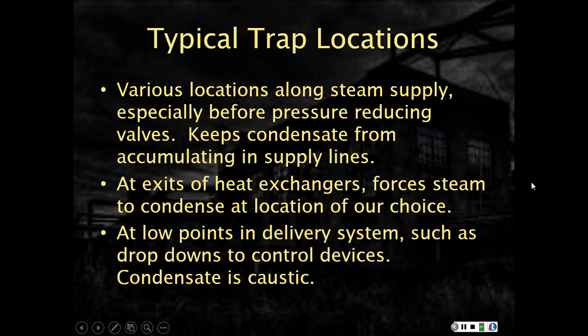There's 3 real key locations for traps. This by far isn't the only location, but 3 key locations. The first one is we'll have steam traps located at various points along the supply line to keep what little condensate might happen in the steam line from accumulating. This is particularly true just prior to a pressure reducing valve. So just before a pressure reducing valve on the supply side, they'll typically put a trap. It's a place where you get some condensate, and it's a way to get the condensate out of the supply lines.